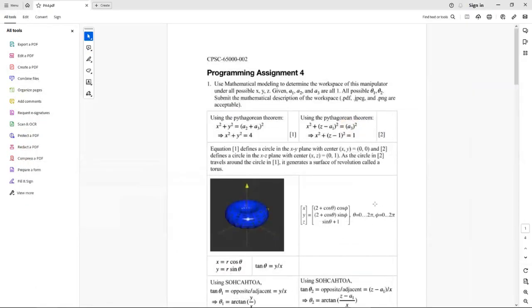Second one, I would like to look at programming assignment 4. So far, I didn't see any student who gave the perfect answer. I think some people still have problems modeling it. This one is a more creative assignment. It's not just copying the code from me. So this one is a little bit harder, but figuring out the workspace is very important.